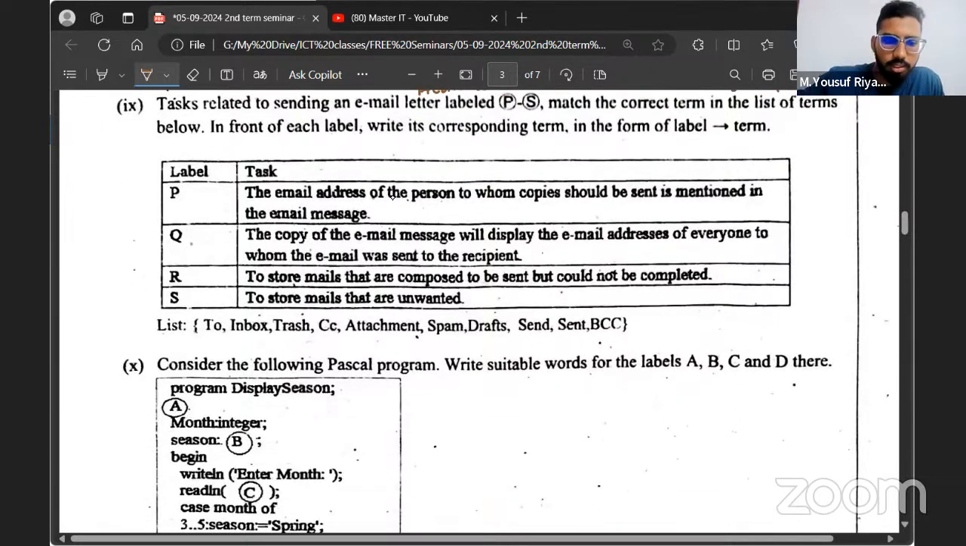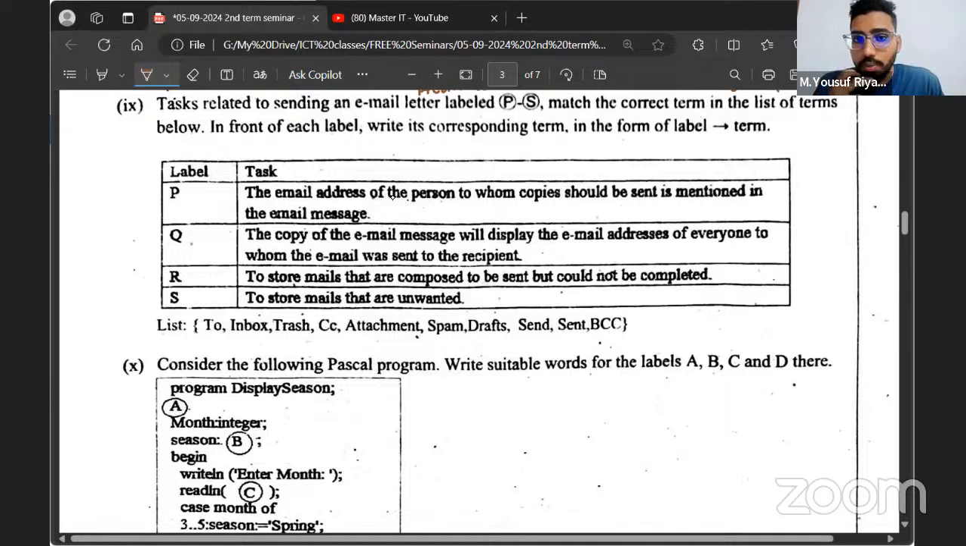Perfect. Next, a task related to sending an email, labeled P2S. Match the correct terms in the list of terms below in front of each label. Write the corresponding term in the form of label dash term. It's a matching question. The email address of the person to whom a copy should be sent is mentioned in the email message.